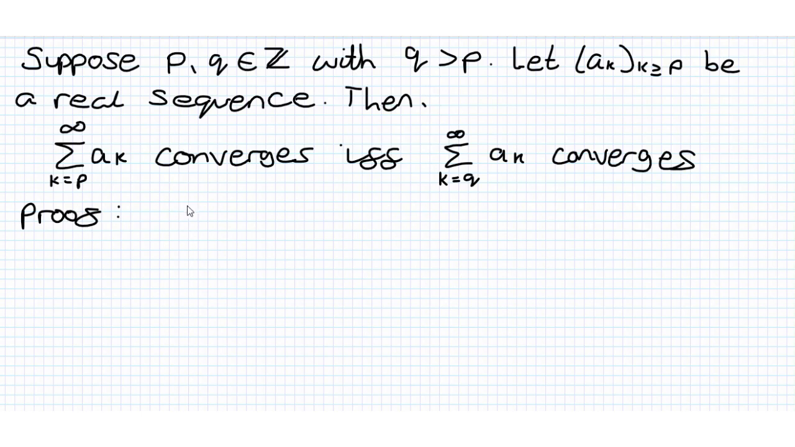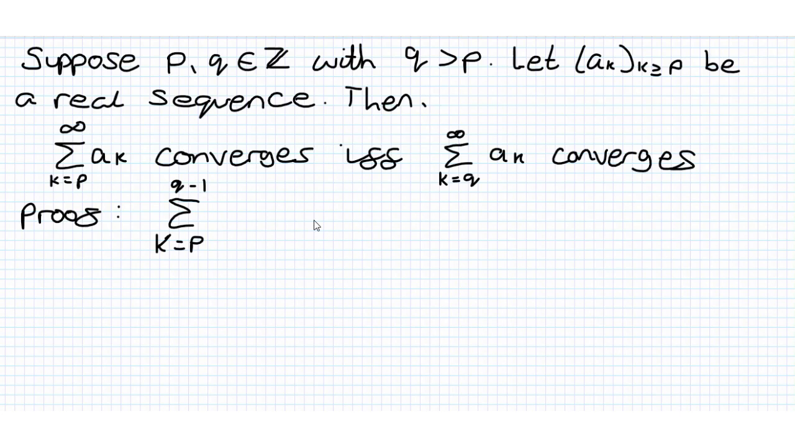Let's formally rewrite this result. If we have P and Q in Z, where Q is greater than P, and AK, where the K's are greater than P, is a real sequence, then the sum of AK from K equals P to infinity converges if and only if the sum from K equals Q to infinity of AK converges. So what we're going to consider is the sum from K equals P up to Q minus 1.